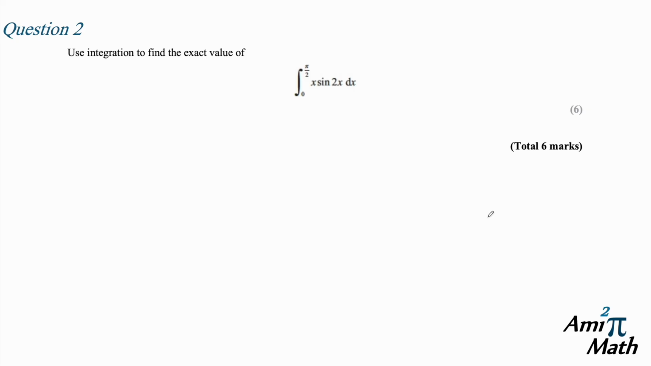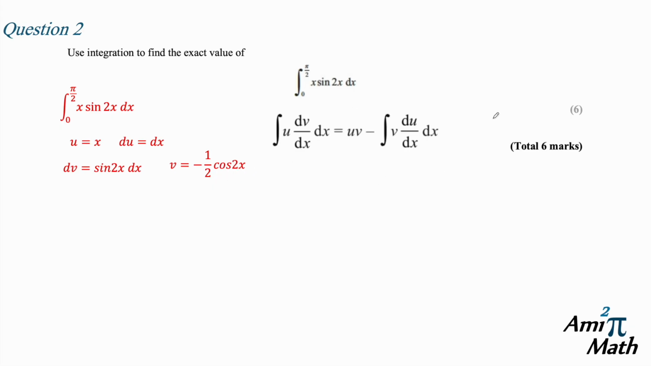Okay, question 2. Use integration by parts to find the exact value of the integral of x sine 2x with the limits pi over 2 and 0. Okay, so this is our equation, and we can set our u as x and our dv as sine 2x dx, and then our u differentiated just gives 1, so we have du equals dx, and then dv integrated, sine 2x, so we do minus 1 over 2 as we divide by 2, and it becomes cos 2x. And then we can just put them back into this formula here, uv minus the integral of v du over dx.